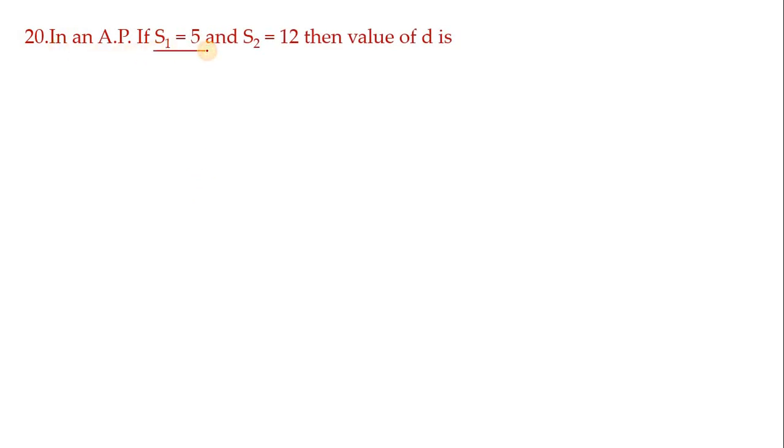So move on to the 20th problem. In an AP, if S1 equals 5 and S2 equals 12, then the value of D is: A is -2, B is 1, C is 2 and D is 3. As you look at this problem, you feel something, as you don't see such kinds of problems. See here, S1 value is given 5, S2 value is 12.